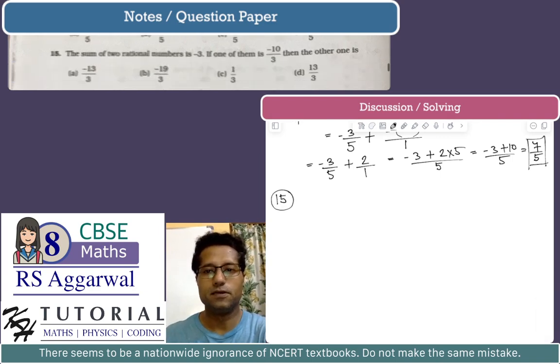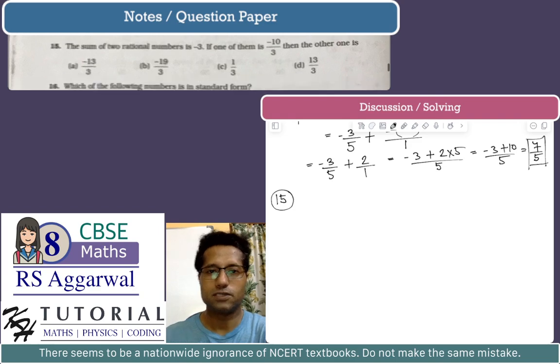Question number 15 says, the sum of two rational numbers is minus 3. If one of them is minus 10 by 3, then the other one is. Okay. So one rational number is given to be minus 10 by 3, and let's assume the other rational number to be x. So we have minus 10 by 3 plus x. The sum of the rational numbers is given to be minus 3. So we have this.